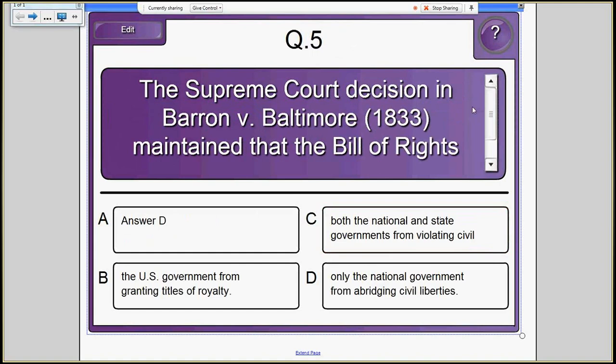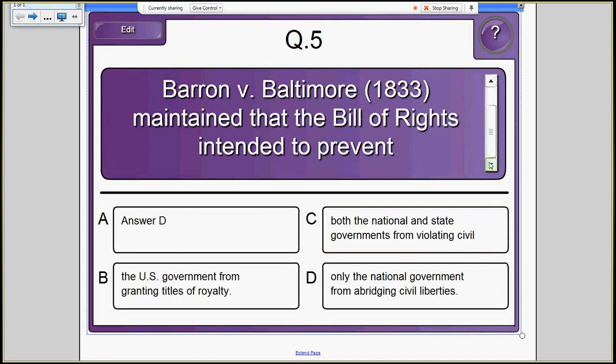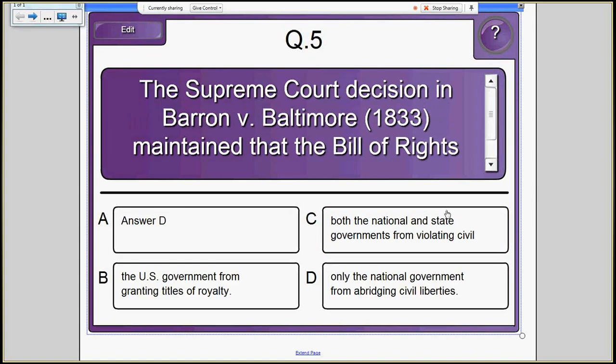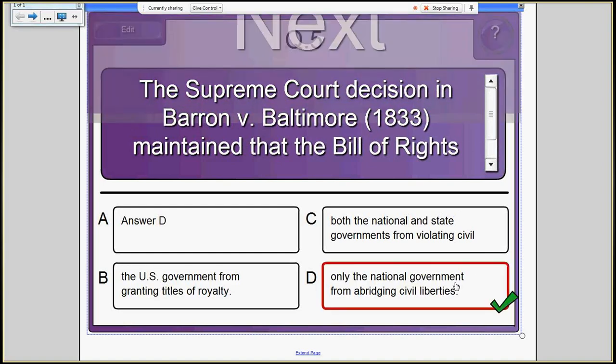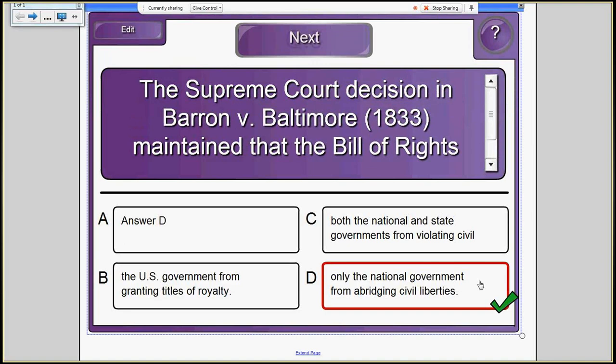Next question. The Supreme Court decision in Barron versus Baltimore, 1833, maintained that the Bill of Rights was intended to prevent: B, the U.S. government from granting titles of royalty; C, both the state and federal government from violating civil rights; D, only the national government from abridging civil liberties. This is a very early case, and it establishes that the Bill of Rights only protects an individual from infringement by the federal government. The Bill of Rights does not protect an individual from the state.